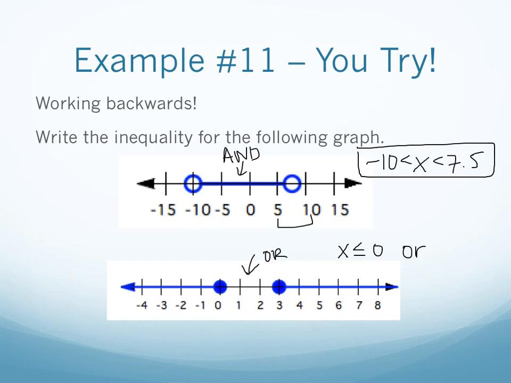So x is less than or equal to 0, or x is greater than or equal to 3. X starts at 3 and it gets bigger, greater than. Again, there's an equal sign because the circle is filled in.